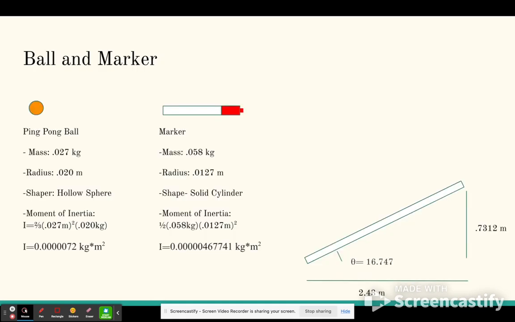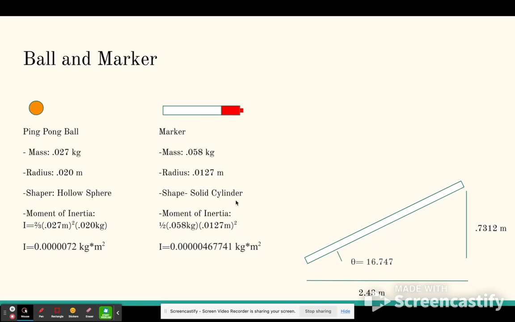So here's the general synopsis of the ball and the marker. The ping pong ball has a mass of 0.027 kilograms and a radius of 0.02 meters. It's a hollow sphere, and its moment of inertia is calculated by multiplying 2/3 times 0.027 meters squared times 0.027 kilograms, and you get that moment of inertia.